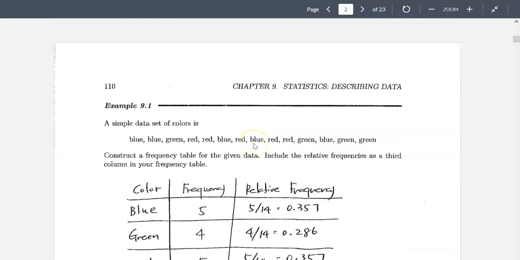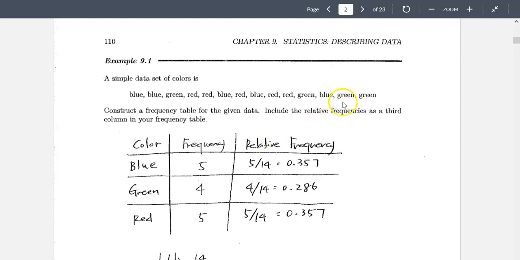This is how you construct a frequency table. Now, if your data is categorical, here it is. All right, so we've done this before. It's called tally. We have the blue, green, and red, and frequency means how often these occurred. So if you look at these, 1, 2, 3, 4, 5. There are 5 blues, 4 greens, 5 reds.